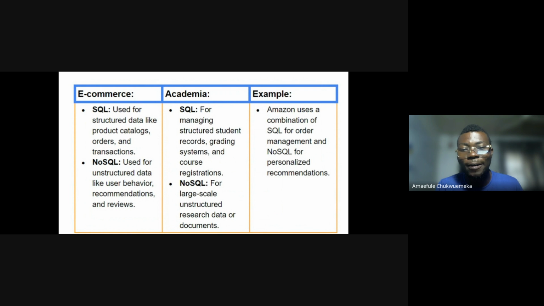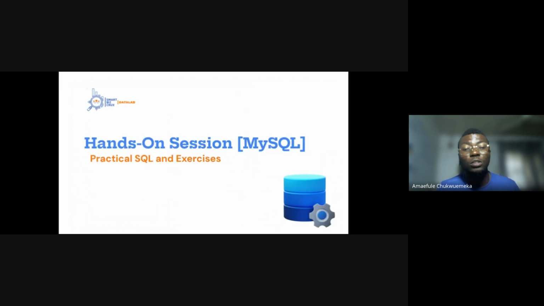Amazon will combine both SQL and NoSQL to solve their problem. They'll be using SQL to take and manage orders, and they'll be using NoSQL to manage and organize personalized recommendations. That is just the beauty of SQL and NoSQL in context. Let's have some hands-on section, shall we?